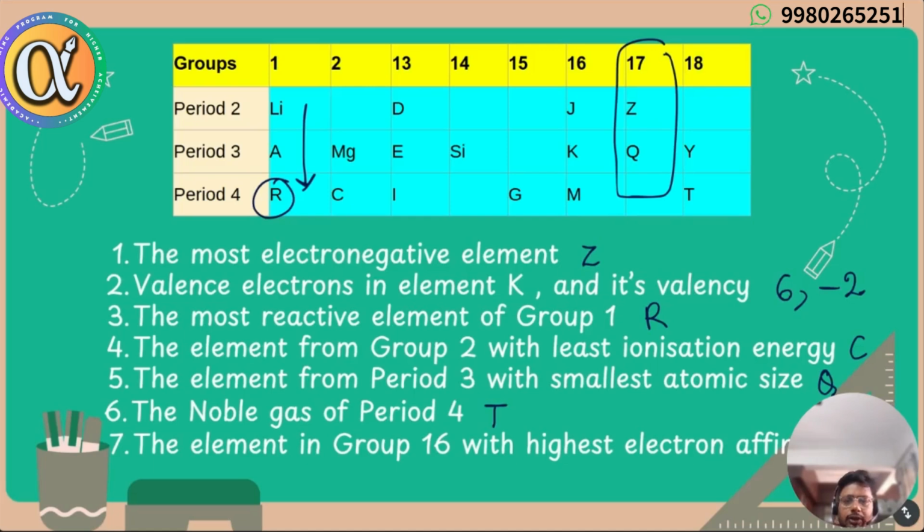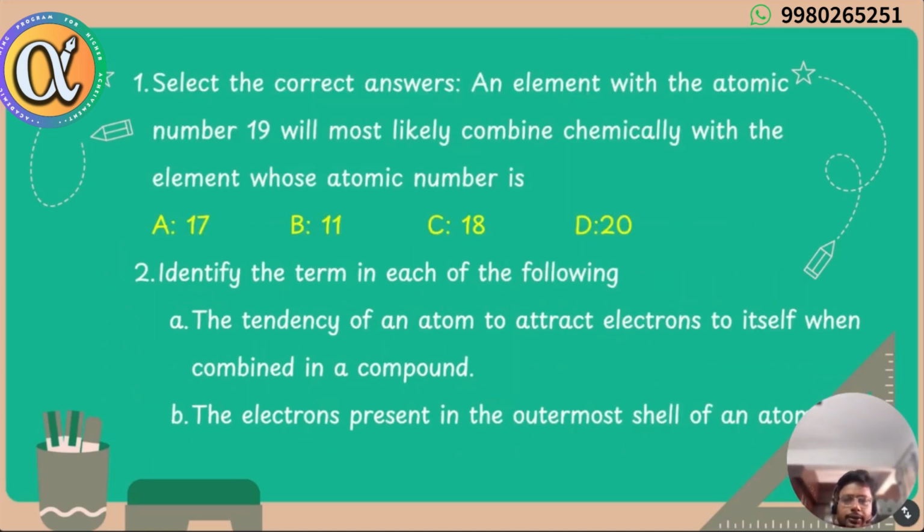Next, Maria, would you like to answer a few questions? Select the correct answer. An element with atomic number 19 will most likely combine chemically with elements whose atomic number is 17, because 19 means 2,8,8,1 and 17 is 2,8,7. This is a metal; metals don't react with metals. This is a noble gas. So it only reacts with a non-metal.